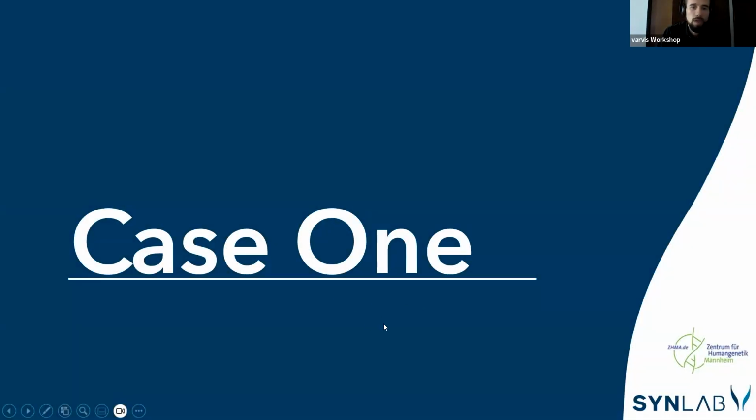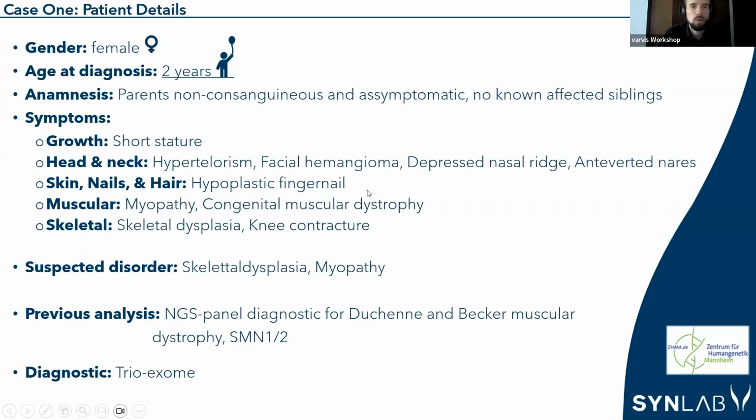So let's come to our first case. Here we talk about a female patient who was 2 years old when the patient was diagnosed, and the patient was coming from a non-consanguineous family, and the parents were asymptomatic, and there were no affected siblings. The main phenotypes of this patient were short stature, some facial abnormalities, a myopathy, and skeletal dysplasia.